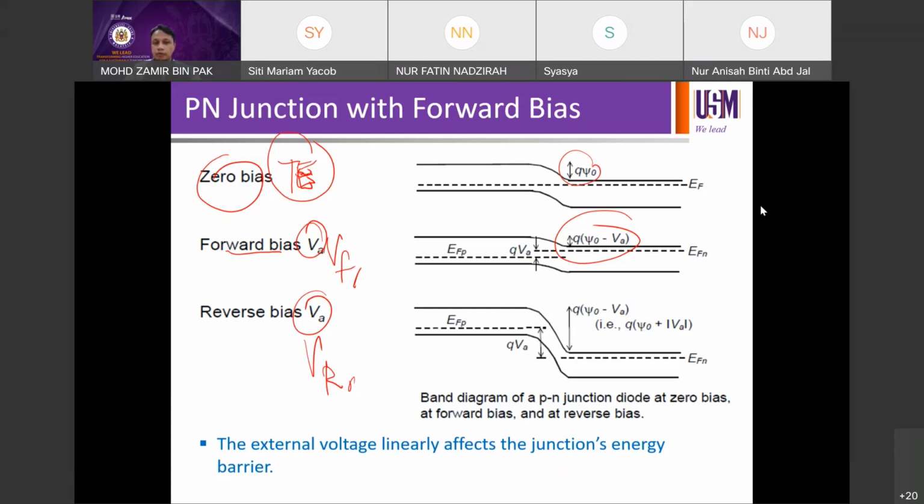And then you should be able to draw the band diagram under three different conditions: zero biasing or at thermal equilibrium, versus forward biasing, and versus reverse biasing. So make sure you know how to sketch all the conditions with the corresponding EC, EV, EF on both sides, and the barrier height for all the cases.